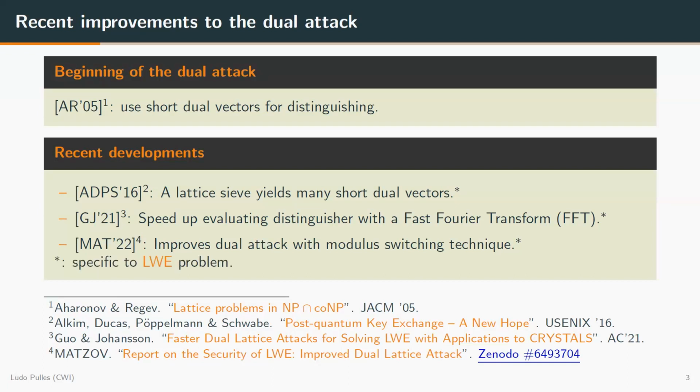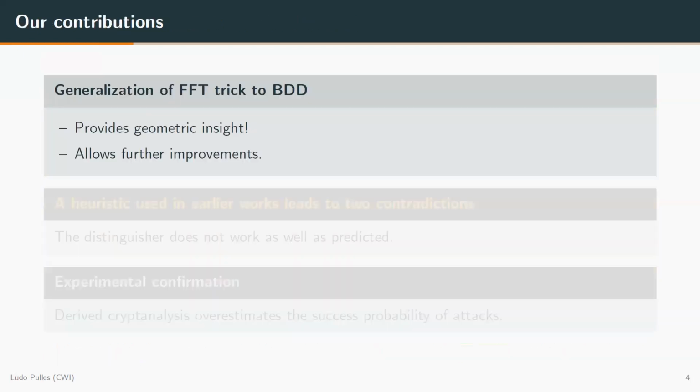And all these recent improvements so far have been specific to the LWE problem, learning with errors, which is bounded distance decoding for a particular class of lattices. So what we do in our paper is we generalize this FFT trick by Guo and Johansson to the general case of BDD for any lattice. It gives a lot of geometric insight into how this dual attack works in this case. And we even show a small improvement we can make to the attack.